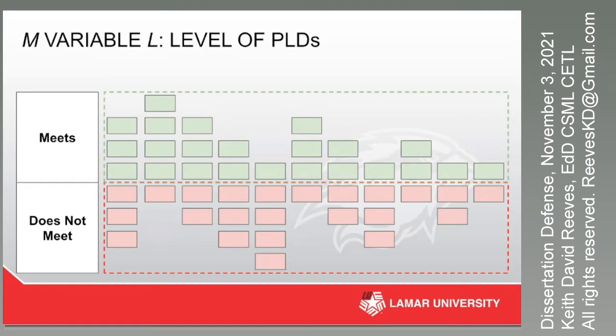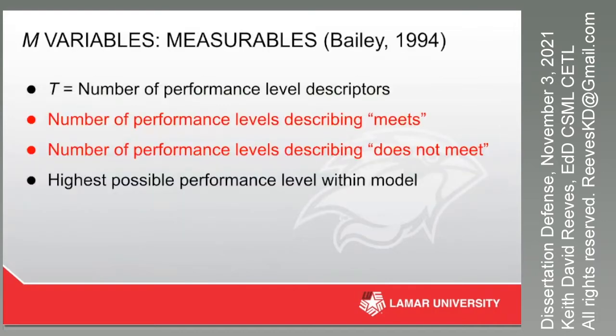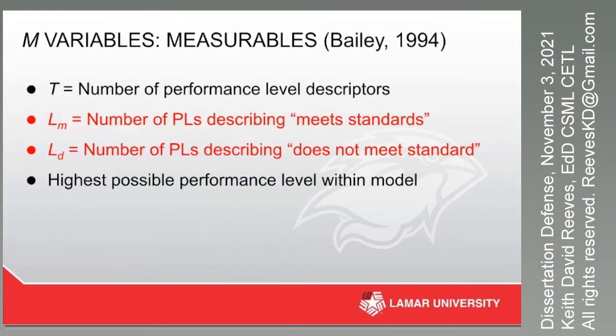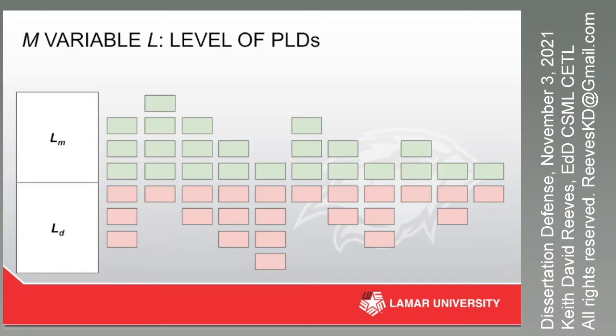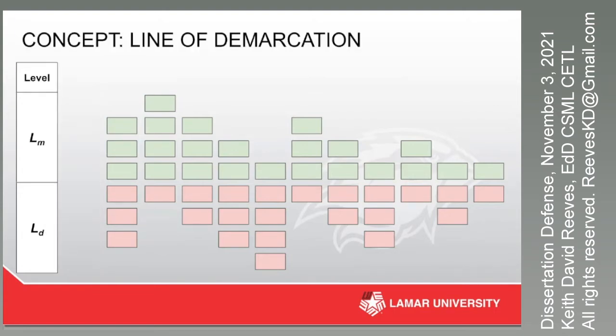These 2 new M variables need to be identified just like the total is T. These two domains are different levels, so we're going to call them L for level. Therefore, our next two M variables are LM for meets and LD for the level of does not meet. Notice what I'm doing. Here is the variable name on our graphic. We've got LM on the top and LD on the bottom. Let's remove these dotted lines, and I'm going to scoot this over to make room for our next concept.